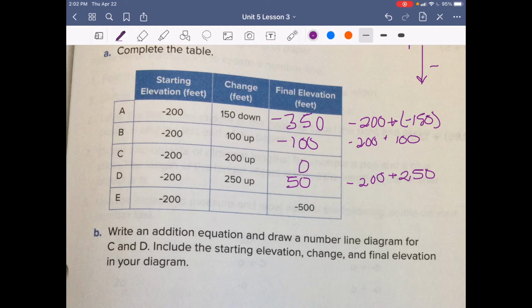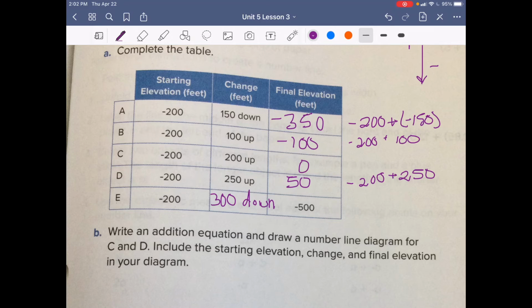And then here, we are starting at negative 200 feet, but we want to end at negative 500 feet. So how do we go more negative? That's right, we're going to go down. How much are we going down by? Yeah, 300. So we're going to fill this in as 300 down. Beautiful.